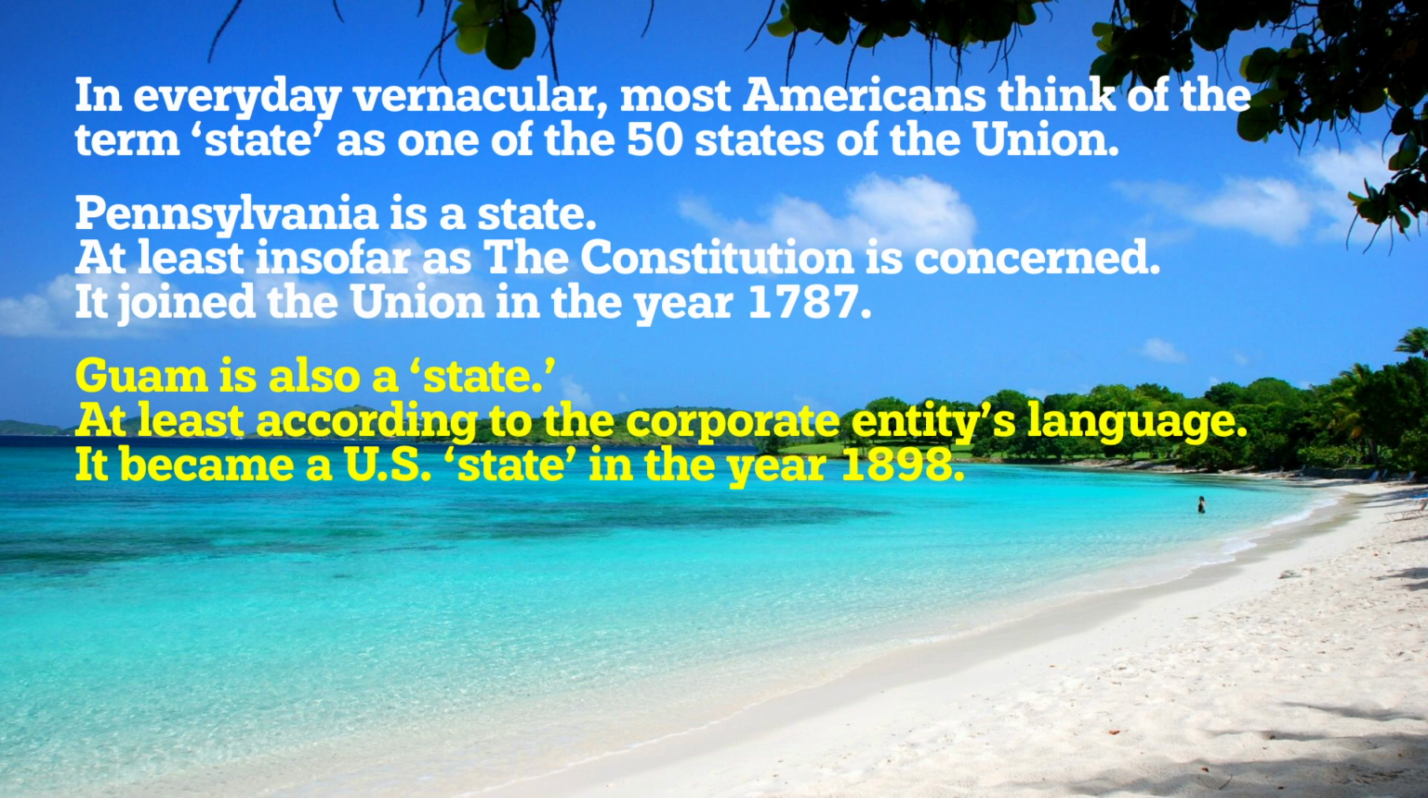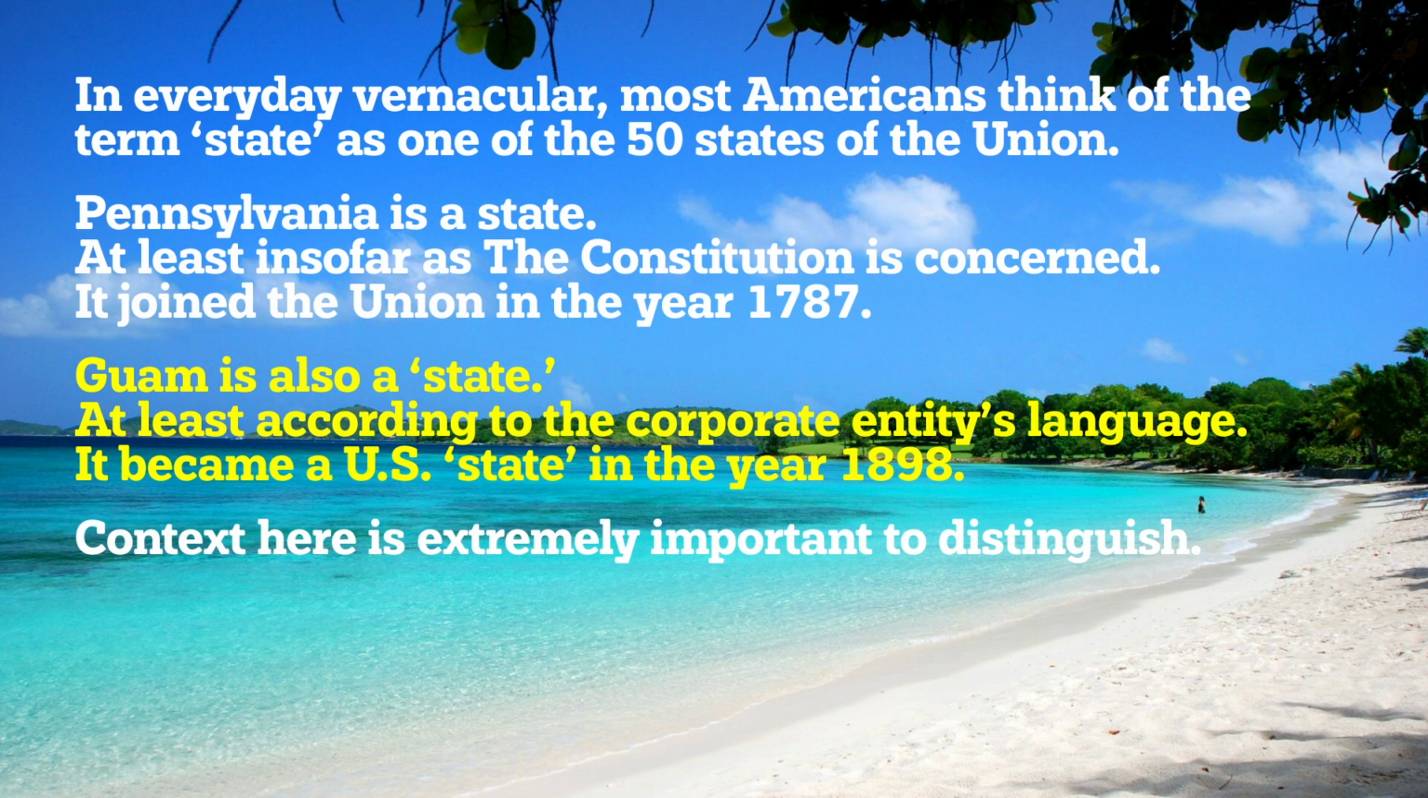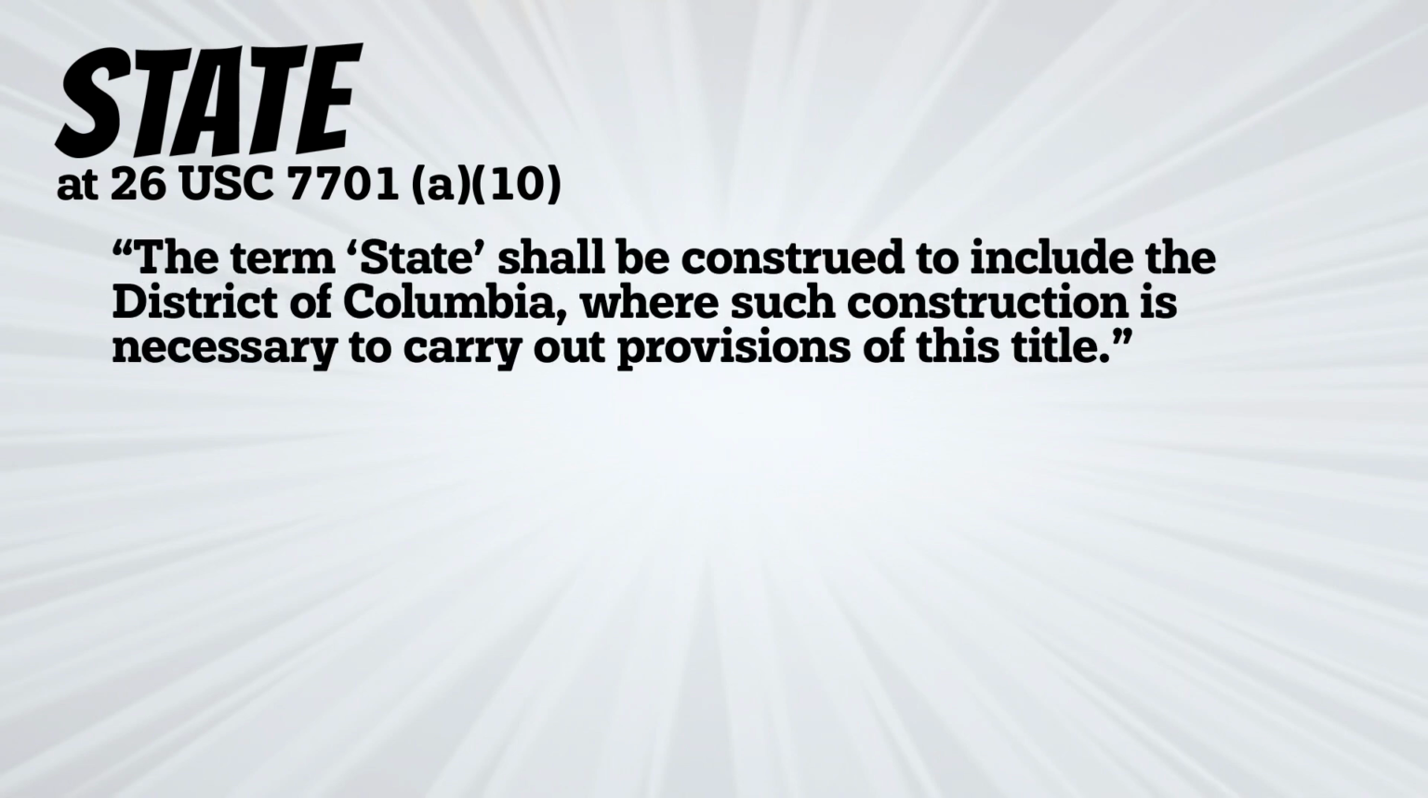The Internal Revenue Service derives its authority from the corporate entity, and the definitions of the terms it uses are located in Title 26 of the U.S. Code. Let's take a peek at what the corporate entity has to say about the term state. That definition is located at 26 U.S.C. section 7701(a)(10), where it states, "The term state shall be construed to include the District of Columbia, where such construction is necessary to carry out provisions of this title."